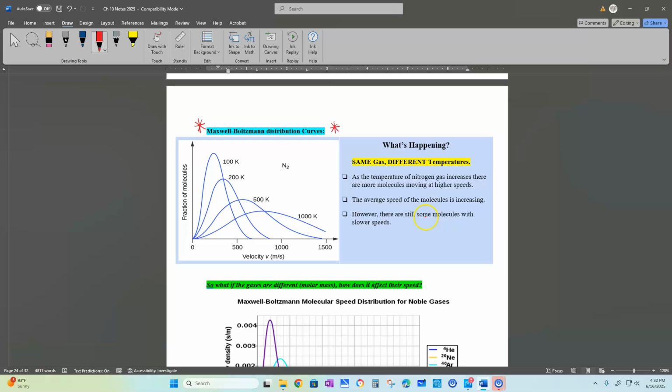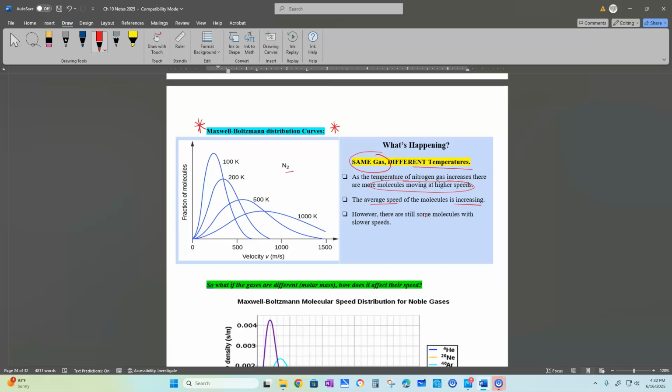We're going to look at the scenario one of 2 ways. Same gas, and it looks like we're using nitrogen, different temperatures. So what do we know when we change temperature? Well, as the temperature of nitrogen increases, I have more molecules moving at higher speeds. The average speed is increasing. Okay, and there's actually some molecules that are slower versus faster.